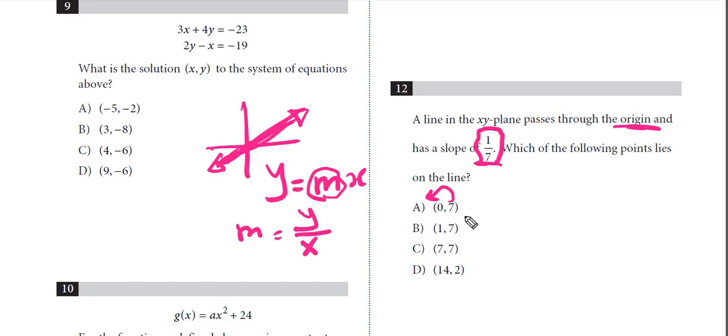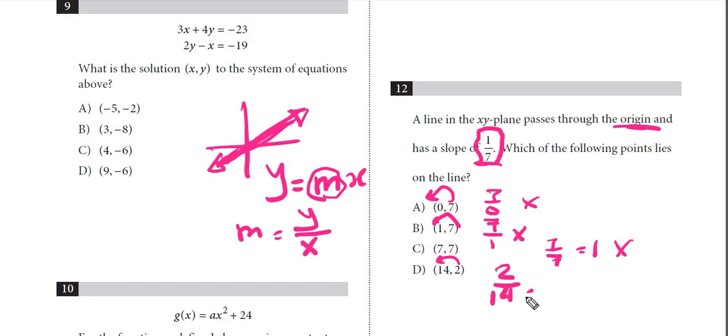7 over 0, this is not equal to 1 over 7. 7 over 1, not correct. For 7 over 7, it is equal to 1, not correct. But here 2 over 14, this is equal to 1 over 7, then D is the correct answer. I think that is the best way to use.